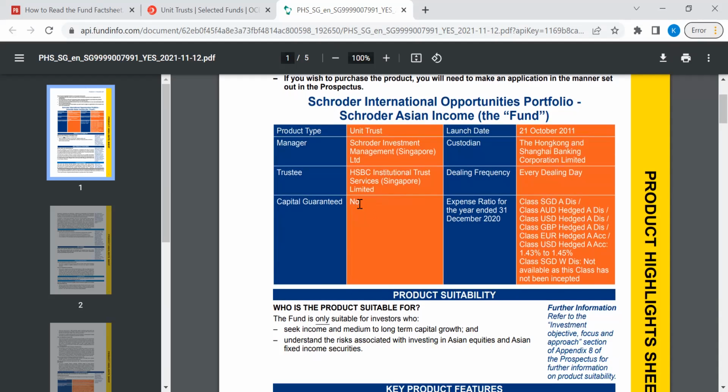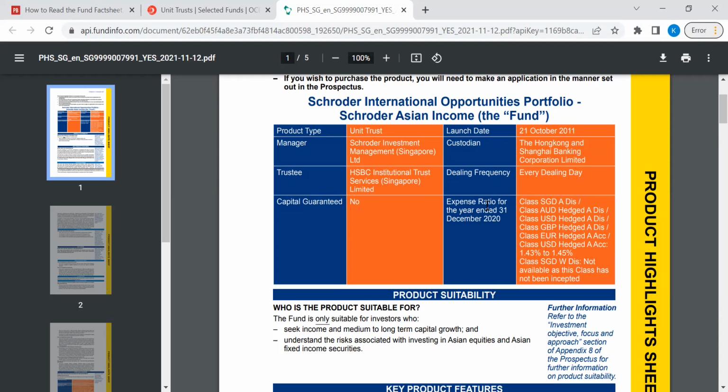Capital guarantee, no. So most funds are non-capital guaranteed. Usually for investment products, they are not capital guaranteed because the fund's value follows the underlying market value of the instruments. So theoretically, you can lose everything. It can go to zero.